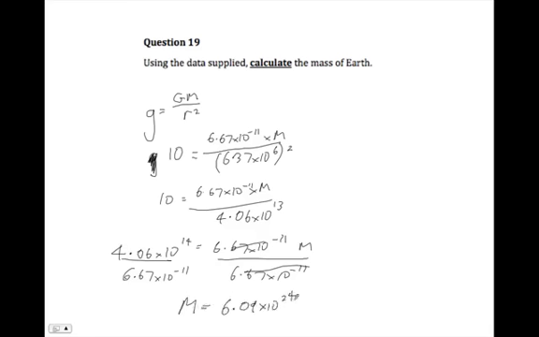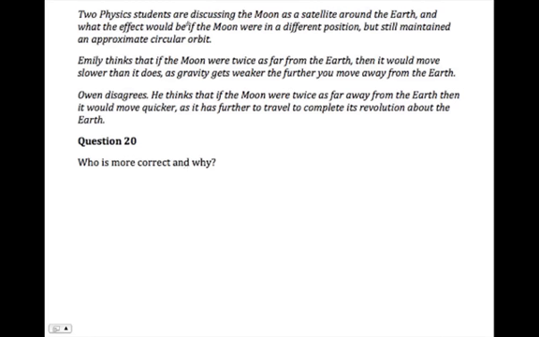kilograms. When we know from our sheet with all our information on it that the mass of the Earth is 5.98 times 10 to the 24 kilograms, which is obviously quite comparable, especially considering we've used a really round number here. Okay, last question.